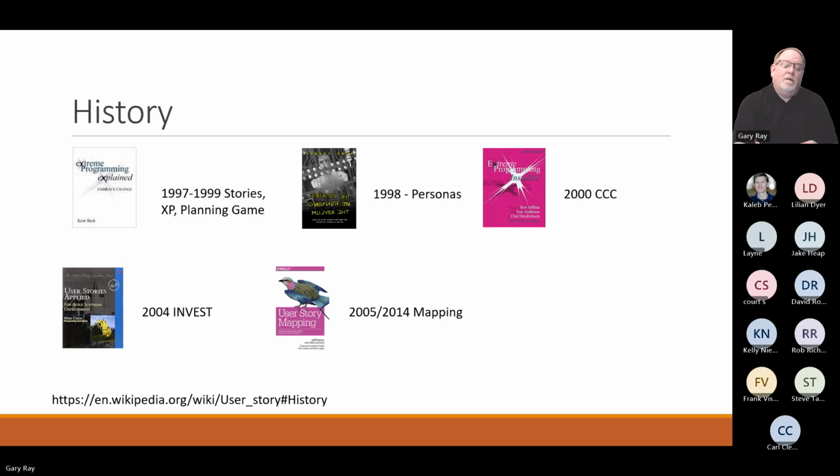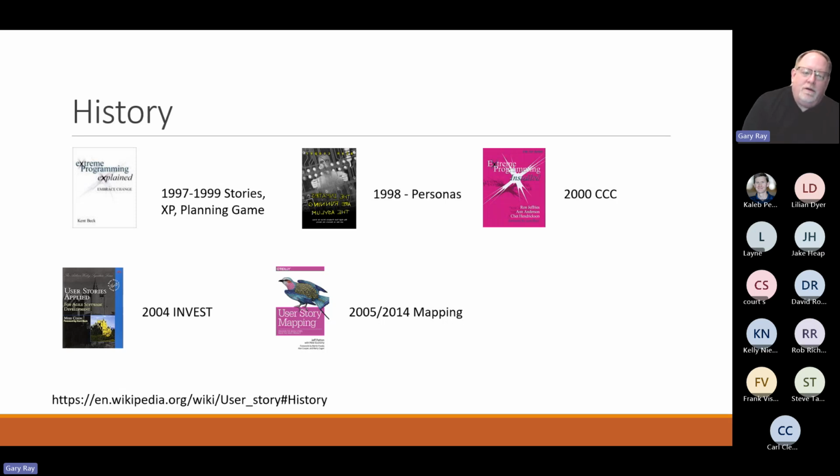Then a key factor in the development of user stories is Mike Cohn synthesizing all of this existing information and writing a book. His book is User Stories Applied, and he's accredited with creating a couple of the mnemonics we're going to talk through later during this presentation.